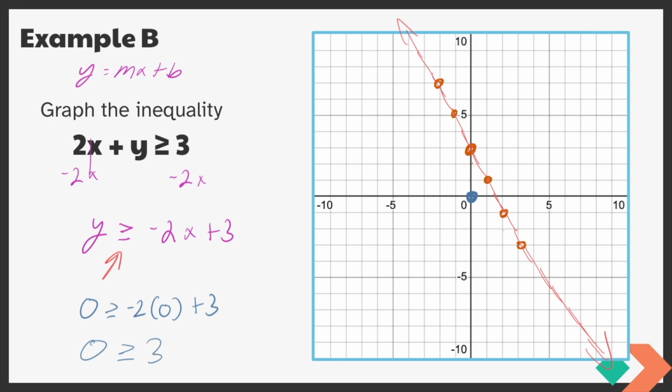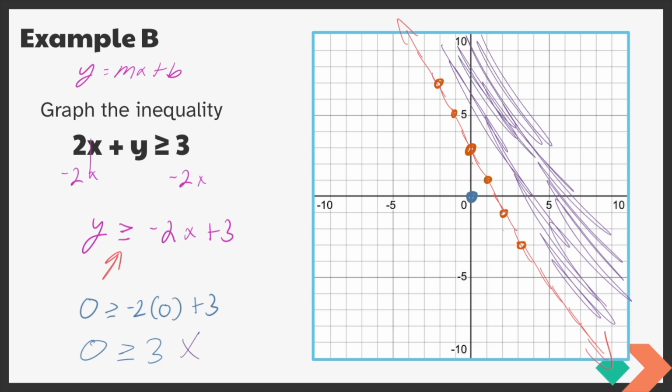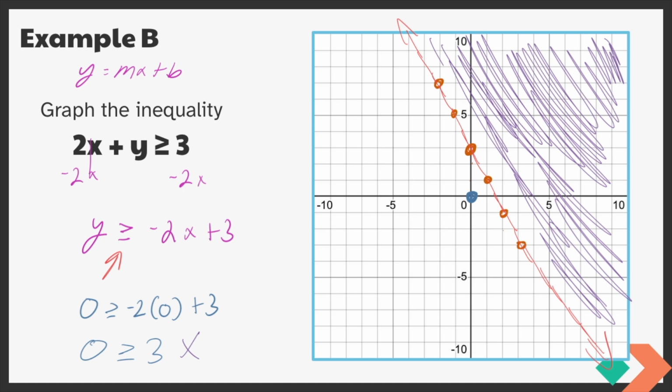Now we need to determine, is that statement true? Is 0 greater than or equal to 3? No, it's not. So that is not a true statement, and that is not a solution. So we're going to shade the opposite side of the graph because that is not a solution to our inequality. We're going to make sure that we shade away from that point. Now let's take a look at the next example.